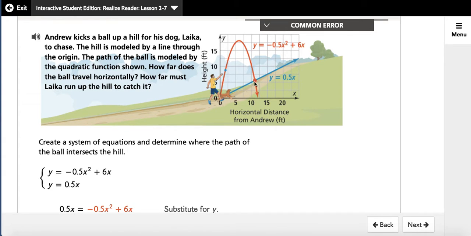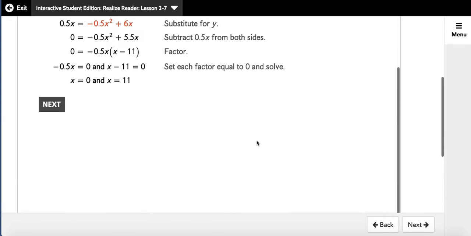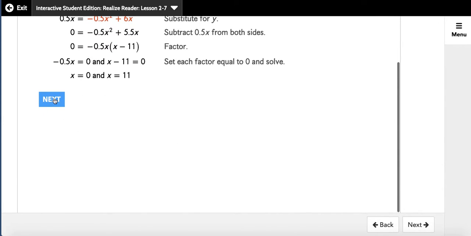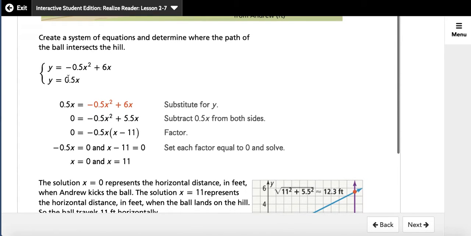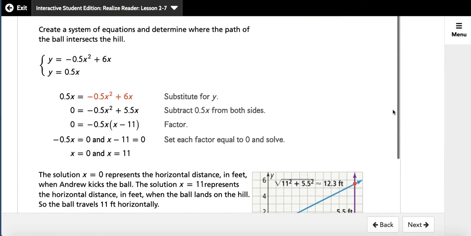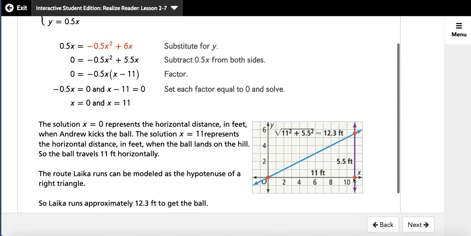Let's find what the y value is for that. We would plug the 11 into one of the equations. I think plugging into this one would be the easiest. Plug 11 into that and you get 5.5. So 11 feet over and 5.5 feet up.